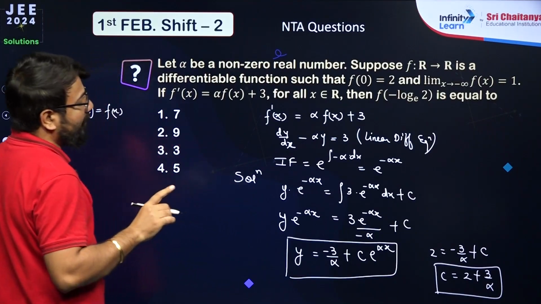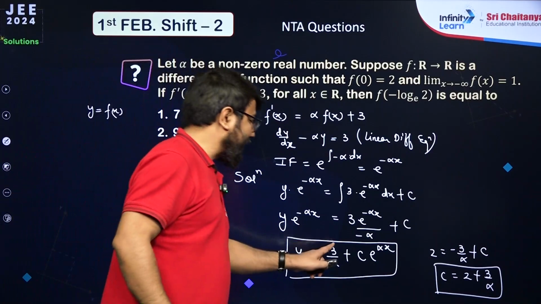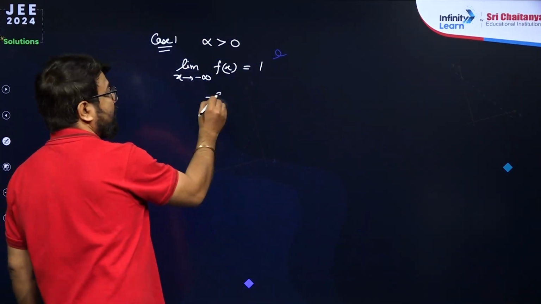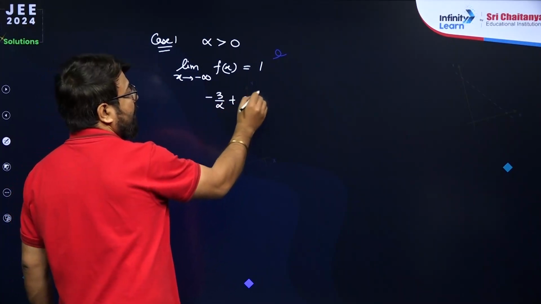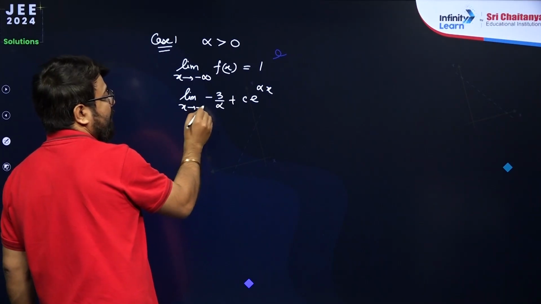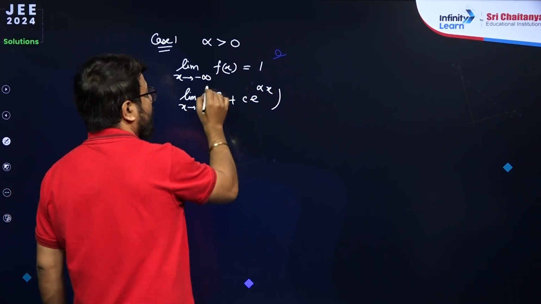So, let us put the value of f(x) here. What is the value of f(x)? Minus 3 upon alpha plus c e raised to the power alpha x. So, minus 3 upon alpha plus c e raised to the power alpha x, and here it is limit of x tending towards minus infinity, and this is equal to 1.